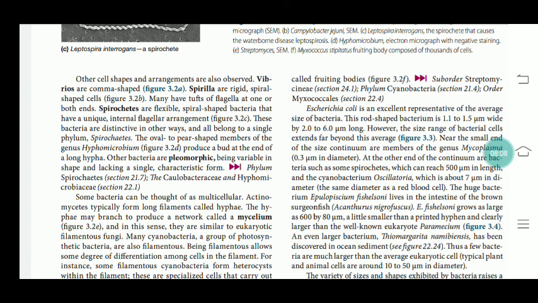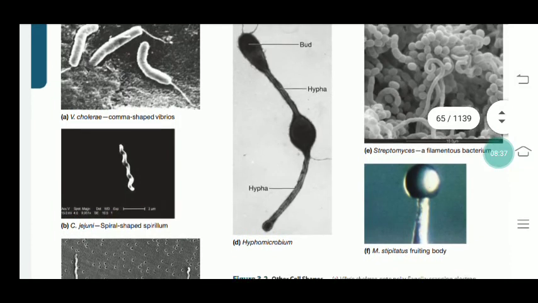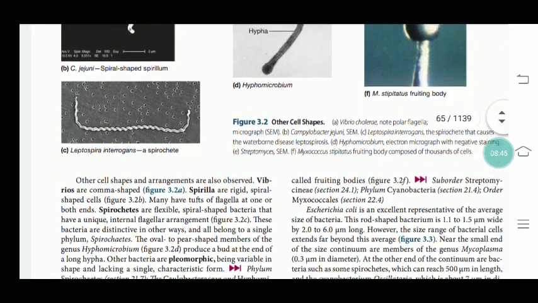Other bacteria are pleomorphic, being variable in shape and lacking a single characteristic form. Pleomorphic bacteria means they can change their shape in various ways. So some bacteria can be thought of as multicellular, like Actinomyces, which typically form long filaments called hyphae. So it has a long filament, called hyphae. You can see in the Hyphomicrobium figure, here is the bud, which is connected with the long hyphae.